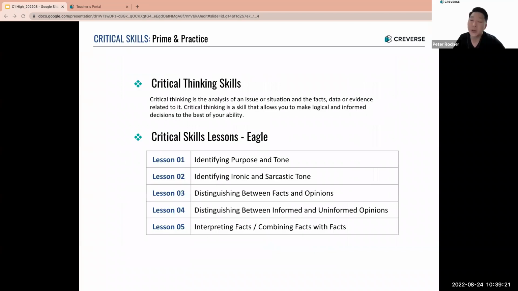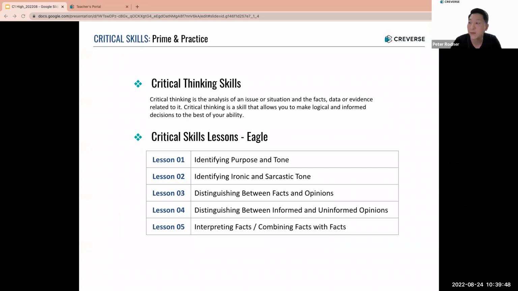Okay, so here, I'm going to go over the class components, and I'm going to go backwards and forwards a little bit between the SMART books as well as my slides, okay? So one of the things that is really different from the C1 High program is the critical skills. The beginning of the lesson, you'll have critical skills, which will basically start getting students prepared for the master's level.